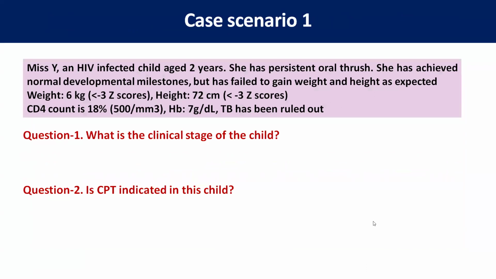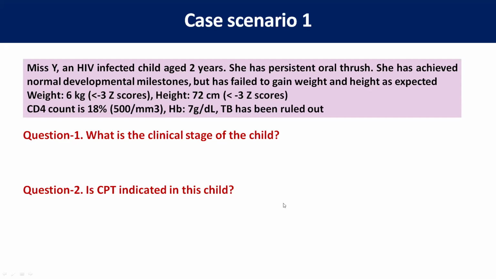Now there's one case. I think you should answer in the chat box. This is the case. Miss Y, an HIV infected child of 2 years. She has persistent oral thrush. She has achieved normal developmental milestones but has failed to gain weight and height as expected. Weight is 6 kg. At 2 years it should be 12 kg. So the weight is 6 kg.